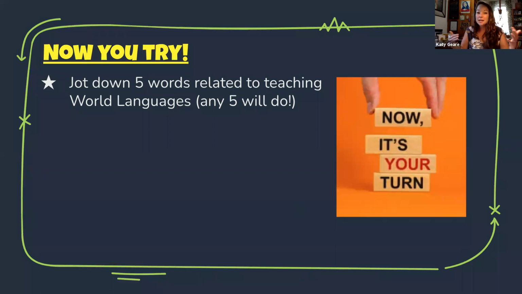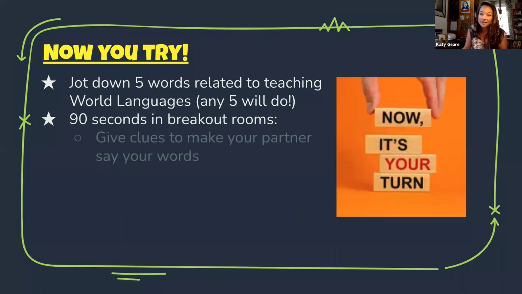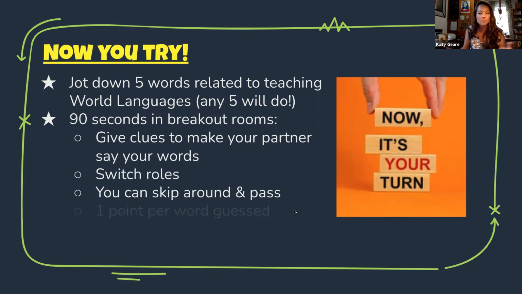When you get there, I will give you 90 seconds in your breakout room to see if you can give clues to make your partner say your words, but you can't say your word in your clue. So if I'm saying ACTFL, I can't say the name in my clue. You can't use the word in your clue, but you're trying to make your partner say those words. You switch roles and then the other person goes.